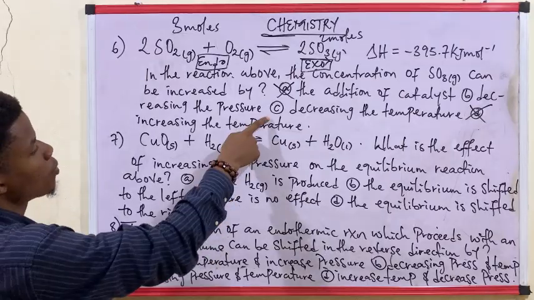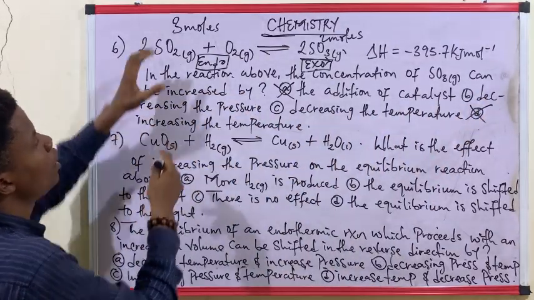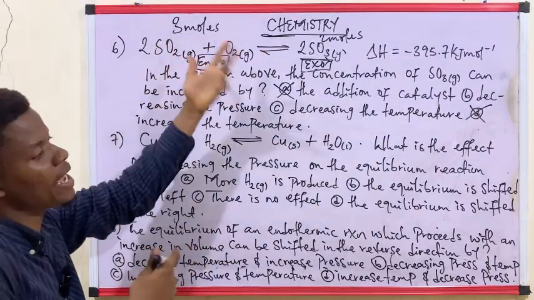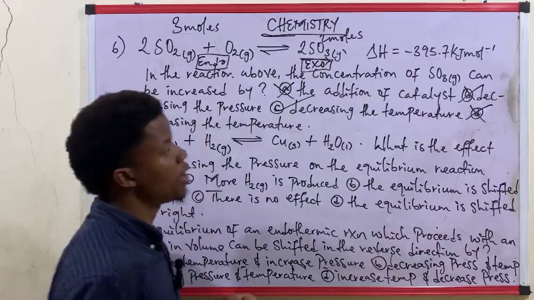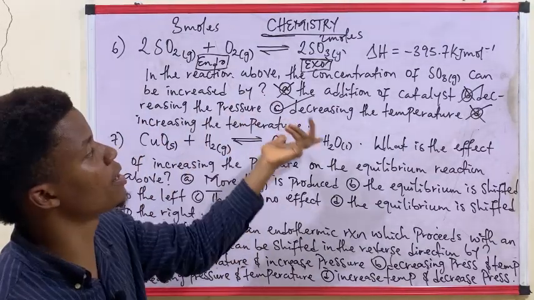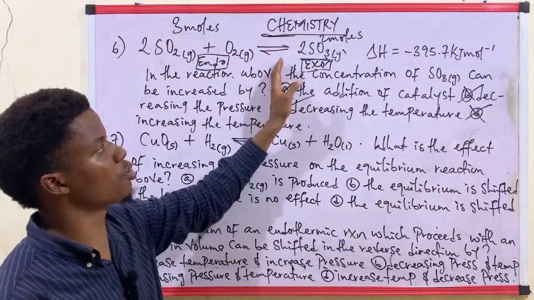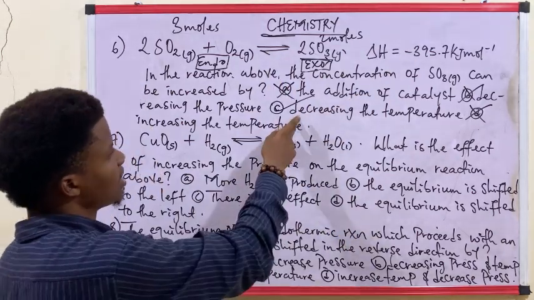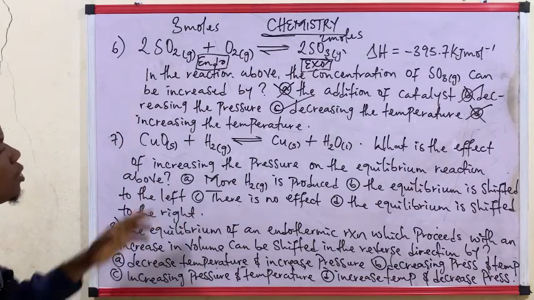But in option B, we are having decreasing pressure. So decreased pressure will favor the other direction, the part with a higher number of moles. So B is out of it. Automatically, C is the option. Even without analyzing all these things, from my explanation earlier on, it is exothermic, so you must decrease the temperature to favor exothermic. So the answer is C, decreasing the temperature.